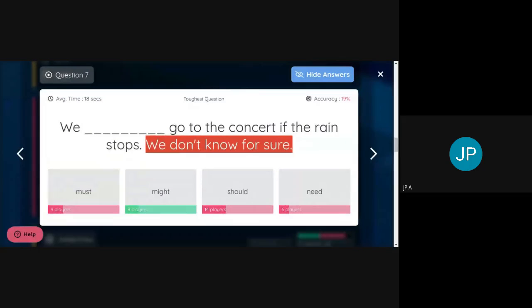Actually the second sentence should help us. It should help us to fill the blank properly in the first sentence. This is considered to be the toughest question.